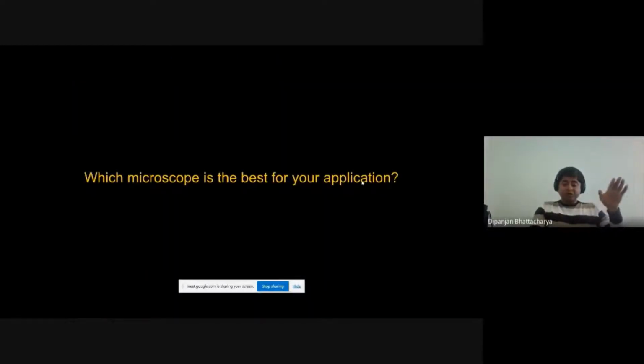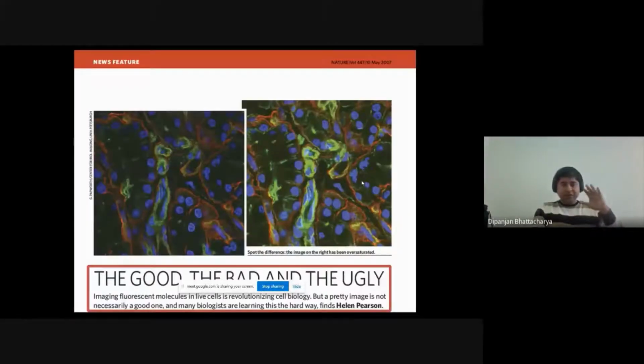Now, which microscope is best for your application? That is the main question they asked me to discuss. Before discussing it, I want to show this. This was in Nature several years back: the good, the bad, the ugly. Imaging fluorescent molecules in live cells has revolutionized cell biology, but pretty images are not necessarily good ones. Many biologists are learning this the hard way.